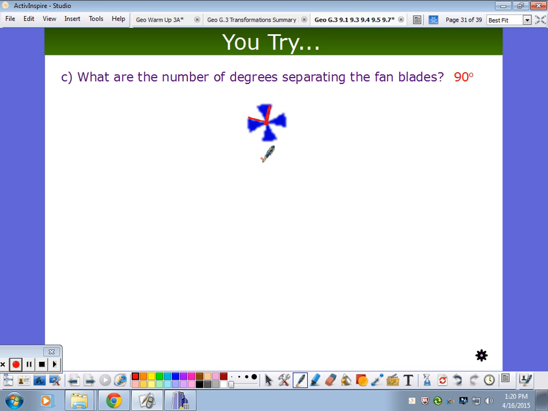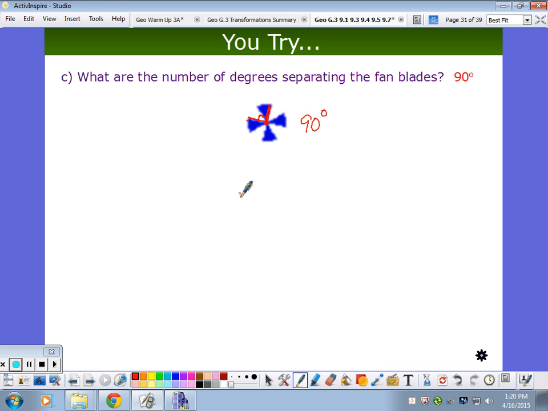What does that look like approximately? You have to estimate, right? I'm not looking for a protractor or anything. What do you think? 90 degrees. So that's how you figure out what is the degree of rotation. Where the matching point would be from the center, what is the angle? Does that make sense?